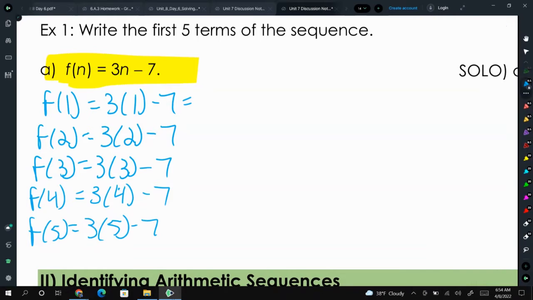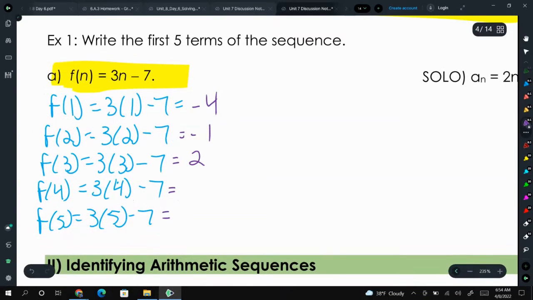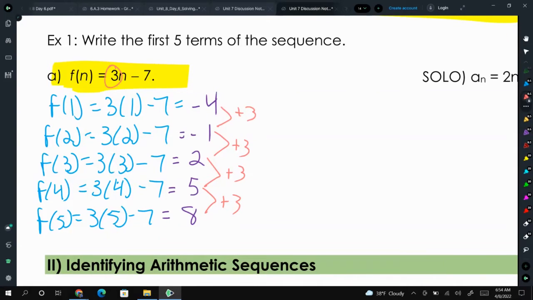So plugging in 1, 3 times 1 is 3, minus 7 is negative 4. 3 times 2 is 6, minus 7 is negative 1. And 3 times 3 is 9, minus 7 is 2. 3 times 4 is 12, minus 7 is 5. 3 times 5 is 15, minus 7 is 8. So you can also verify that we're adding 3 each time to my values over here, which is the number in front of n, our common difference.